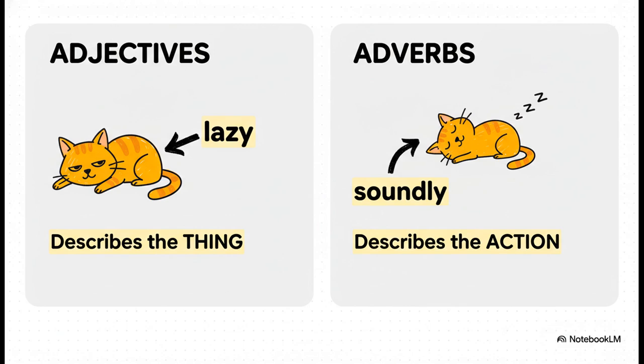Now, this is a super common point of confusion, but let's just nail it down right now. It's actually really simple. Adjectives describe nouns, the things. Adverbs describe verbs, the actions. Lazy describes the cat, soundly describes how it slept. One's about the what, the other's about the how.